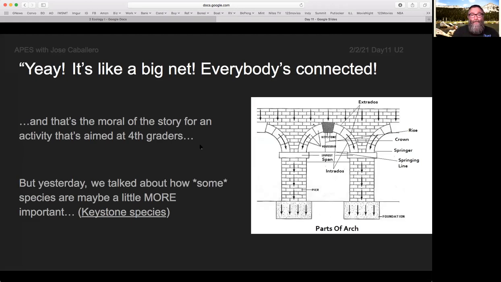Everybody's connected. There's a famous John Muir quote: when we pluck something out from nature, we find it connected to everything else in the universe, or something like that. If you were a fourth grader, I would pat myself on the back and I would say I've taught you well. But you're more than a fourth grader. So yesterday we started to talk about some species that are maybe more important. We call them keystone species.